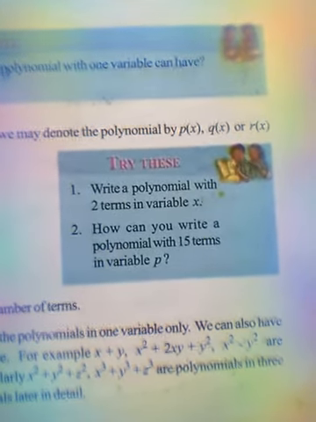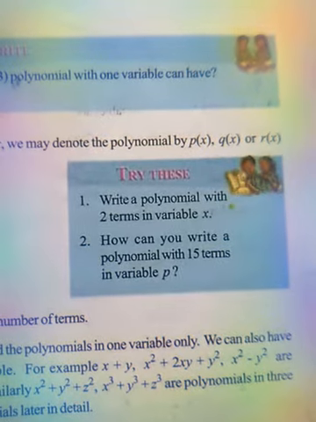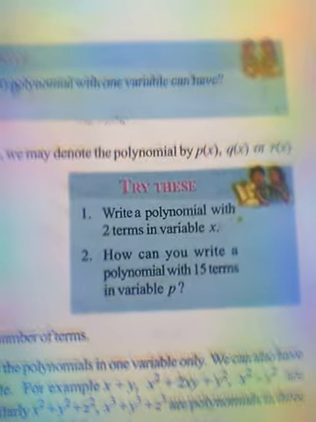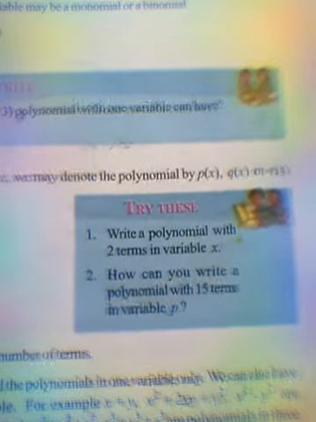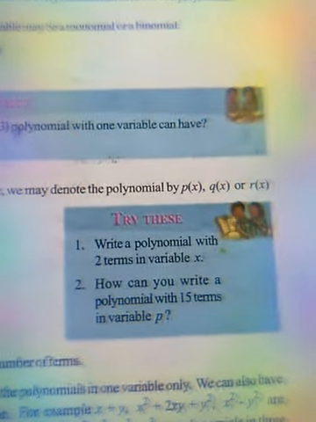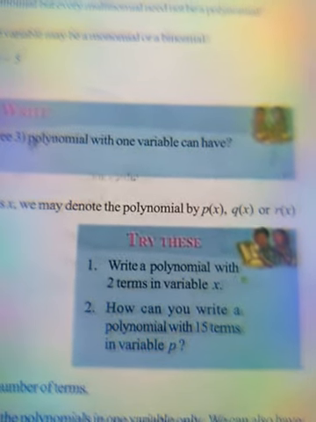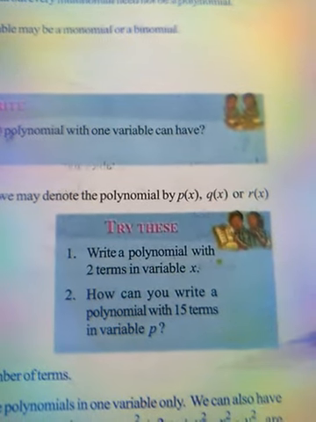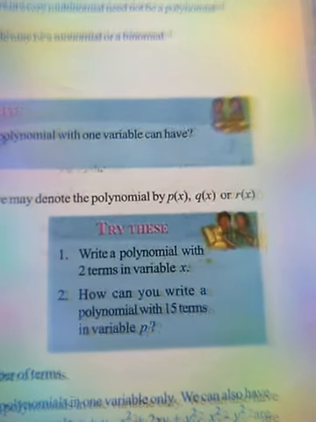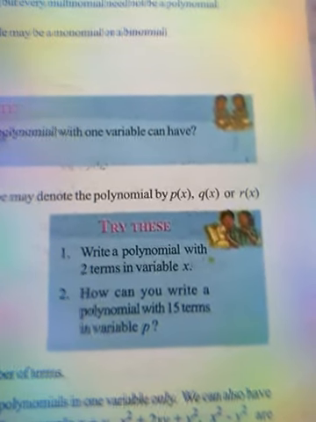Next, do this problem. Write a polynomial with two terms in variable x. Two terms in variable x. Here you already learned so many problems. As you wish, you may write 2a plus 3b. Sorry, 2a plus 3, only one variable x. So 2x plus 3 or 100x plus 105, 200x plus 1000, like that. You may write any. How can you write a polynomial with 15 terms in variable p?